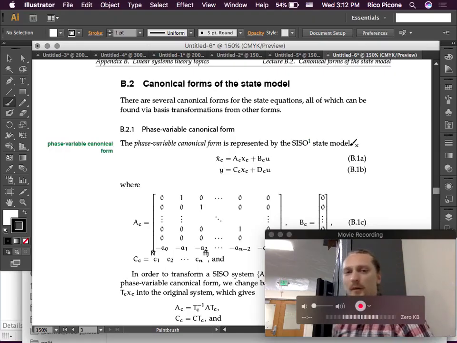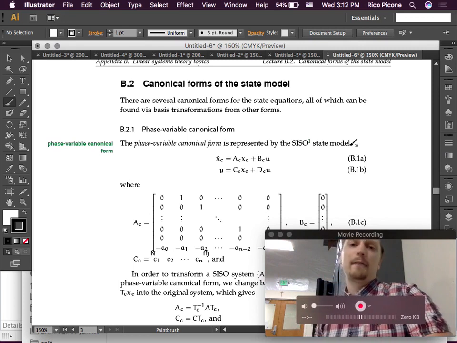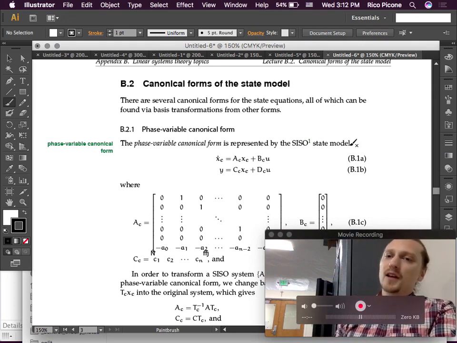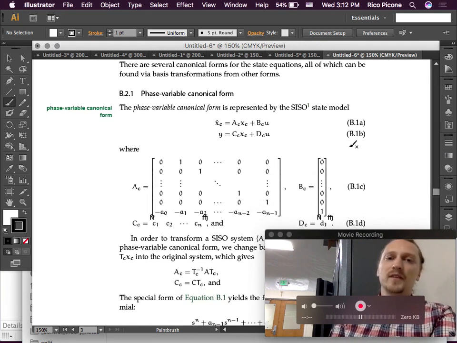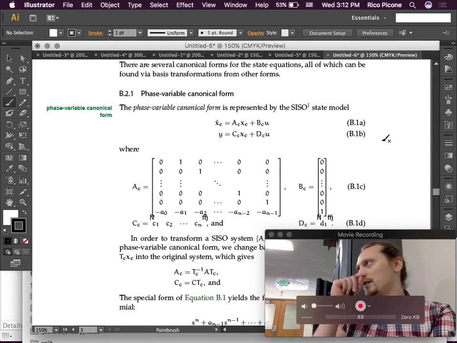This canonical form of the state space model is something we haven't talked about before, so I wanted to make sure that we went back and looked at it. There are several canonical forms for the state equations, all of which can be found via basis transformations from other forms. The phase variable canonical form is the one that we're going to need for this state space controller design.